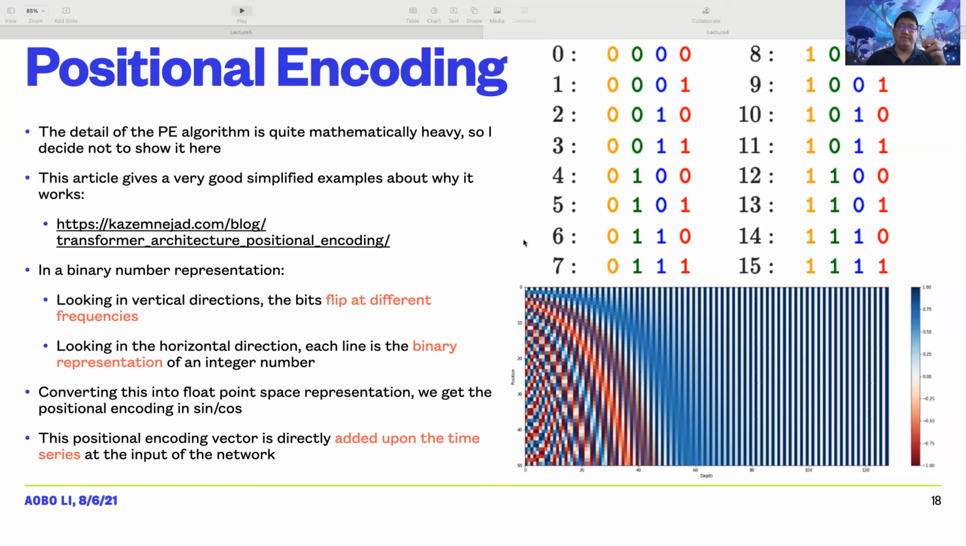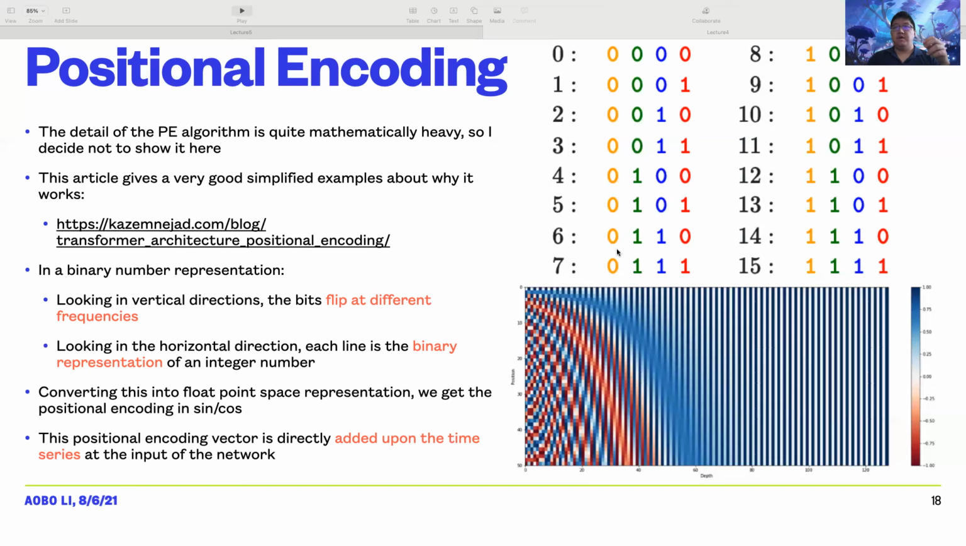For example, if you are trying to represent a number from 0 to 15 using a binary number representation, using a 4-digit binary number representation. You can see 0, of course, is 0000, 1 is 0001, and 2 is 0010, and etc. We can do this all the way to 15. That's what you do if you look at the horizontal direction.